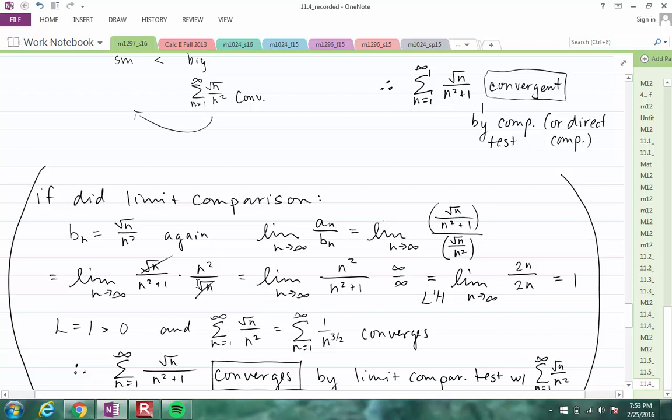So this is pretty routine where we have our multiplication by the reciprocal. In this case the square root of n's cancel, then we get to do the limit. Fortunately this one is actually not too bad. I chose to use L'Hopital's here and I got 1. So because 1 is greater than 0, we just characterize our b sub n series as convergent or divergent, and then our a sub n series will do the same thing. So this one, either method worked.